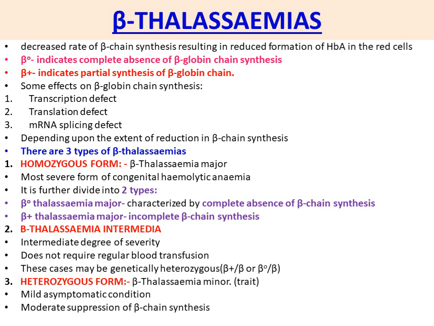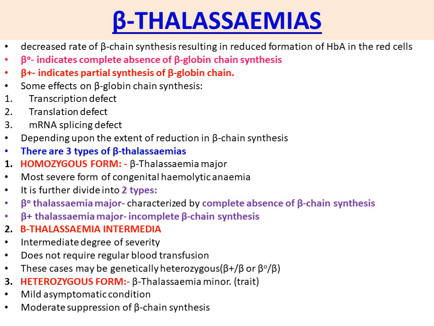Decreased rate of beta chain synthesis resulting in reduced formation of HbA in the red cells. So beta chain synthesis is decreased. In that one, beta 0 and beta plus. Beta 0 indicates complete absence of beta globin chain synthesis. Beta plus indicates partial synthesis of beta globin chain, a small amount of synthesis. So beta 0, beta plus.